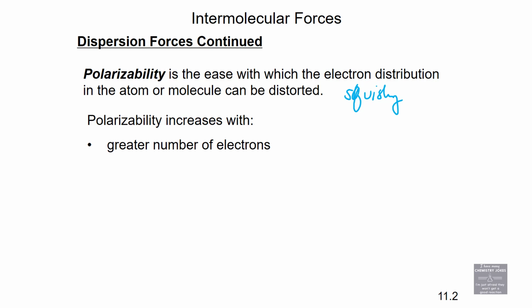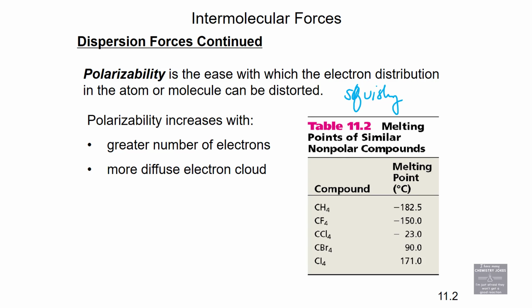Polarizability increases with number of electrons. More electrons gives you a bigger, squishier, more polarizable electron cloud. The more diffuse, the more spread out your electron cloud is, the greater polarizability it has. So all of these things have the same number of valence electrons, but you get to bigger and bigger atoms. CI4 is a much bigger molecule than CF4, so that electron cloud gets more diffuse and bigger as you have these bigger radius atoms. So more polarizable, stronger dispersion forces.